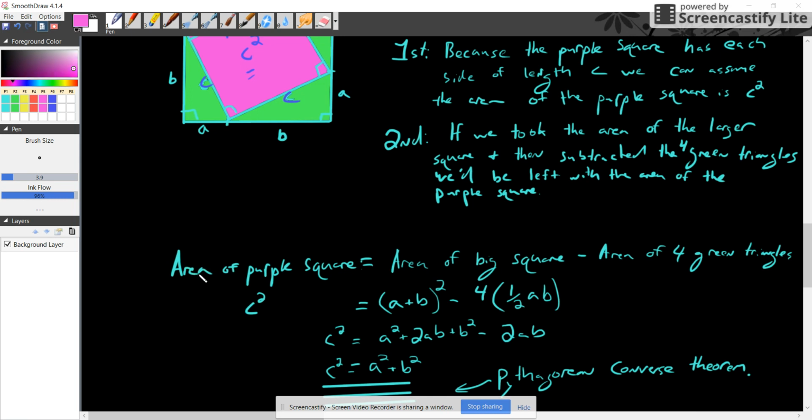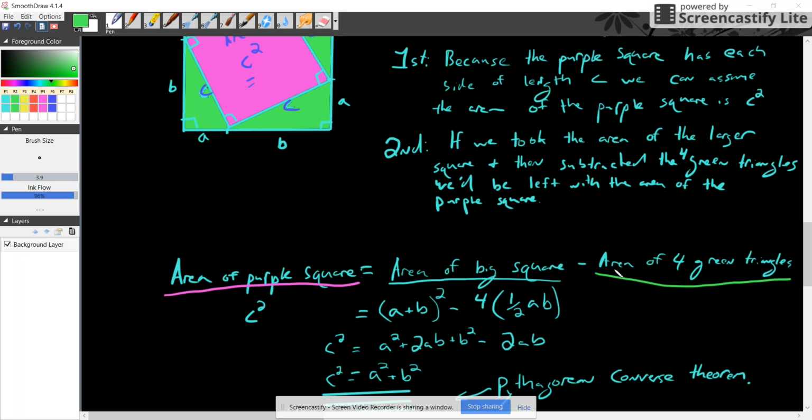The area of the purple square is equal to the area of the big square, we'll do that in blue, minus the area of the 4 green triangles. The area of the purple square, we know that's going to be c squared, and that's what we wrote down here. We know that we're going to get an equivalent statement by following this pattern, the area of the big square minus the area of the 4 green triangles. Well, let's look back up.